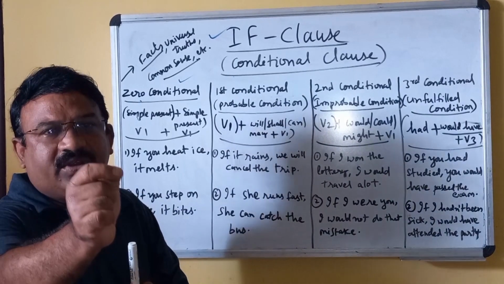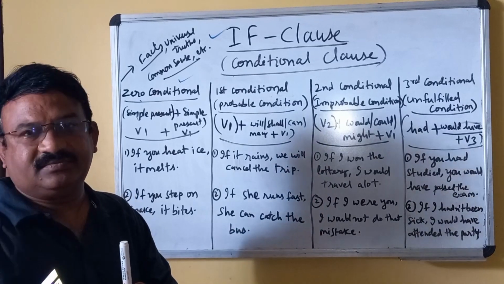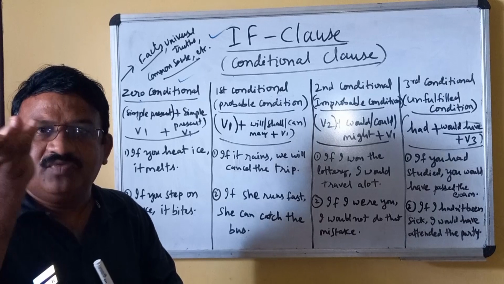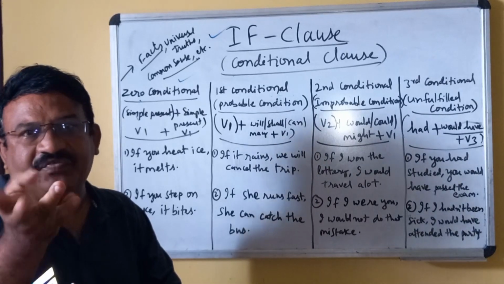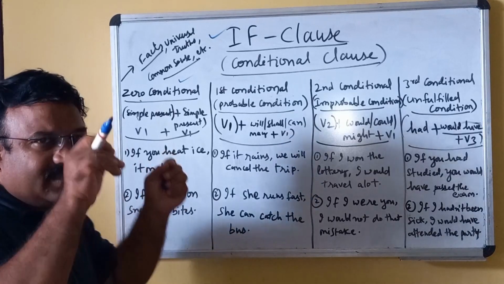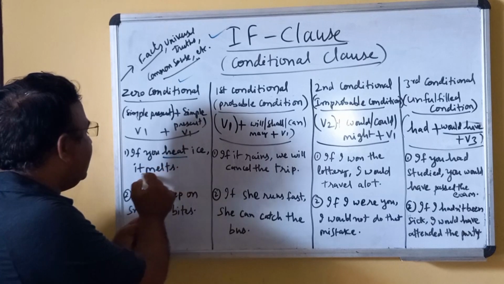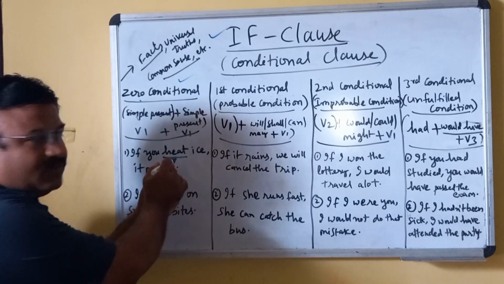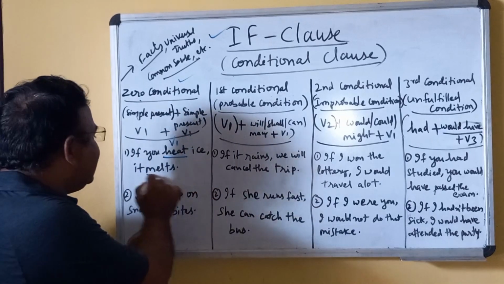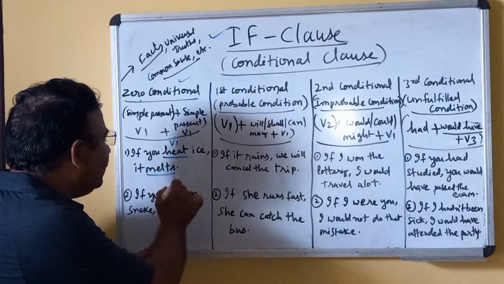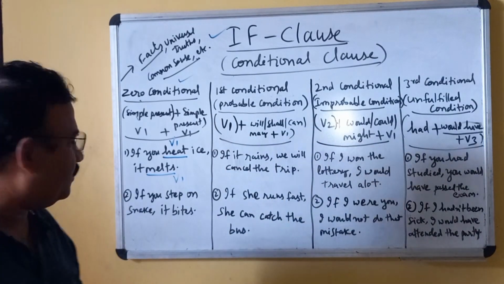If you heat the ice it melts. That is also a universal fact. So in those circumstances, you have to use simple present tense. For the conditional clause, it is heat, V1; ice melts, it is also V1. Let us see one more example.